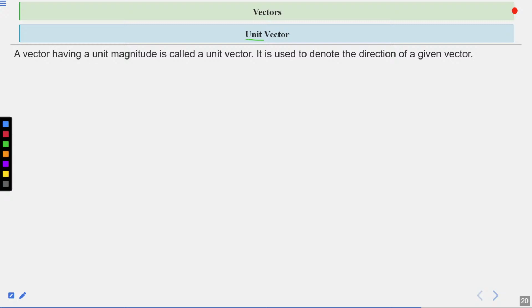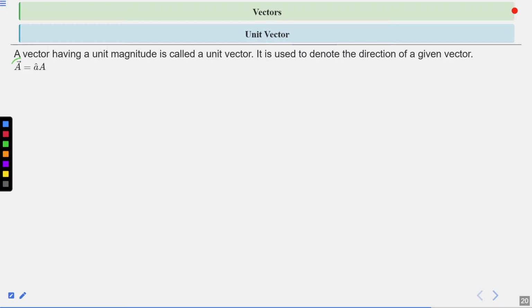Unit vector. So here the question arises, what is a unit vector? A vector having unit magnitude is called a unit vector. What is the meaning of unit magnitude? Unit magnitude means 1. Suppose the unit vector is n cap, the direction is n cap. So this is the representation of a unit vector. It is used to denote the direction of a given vector.